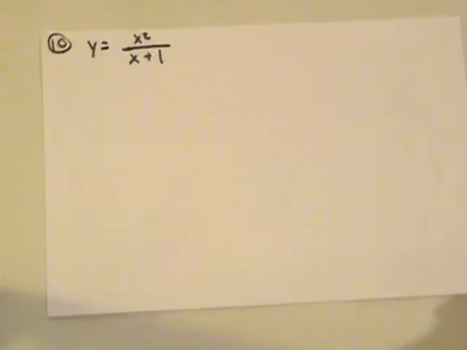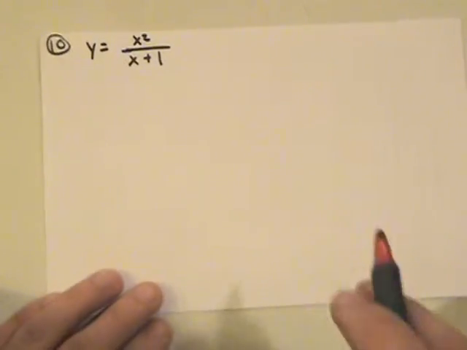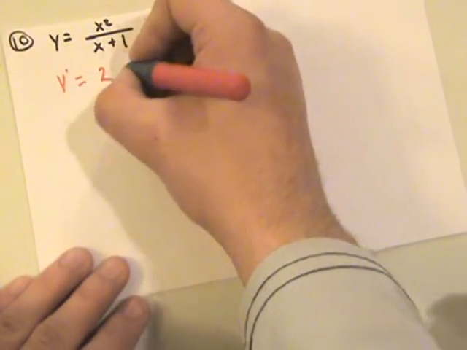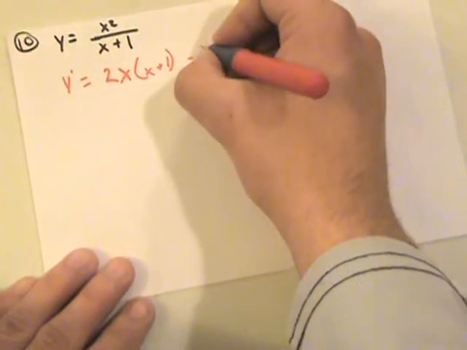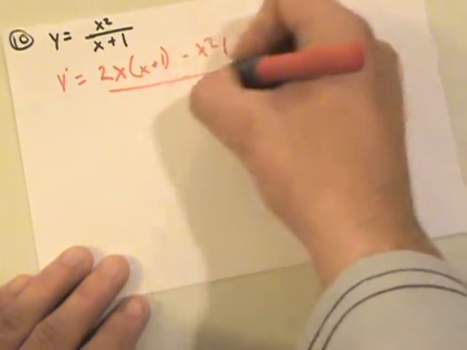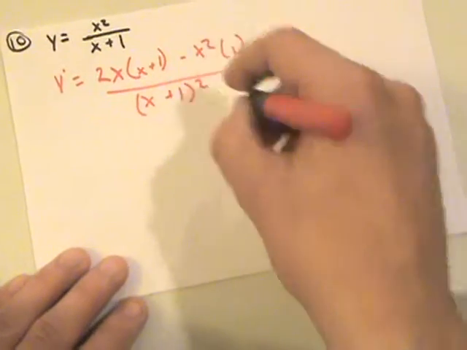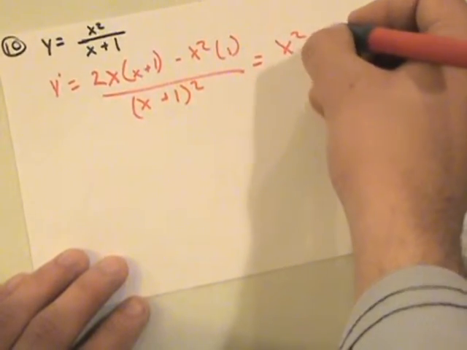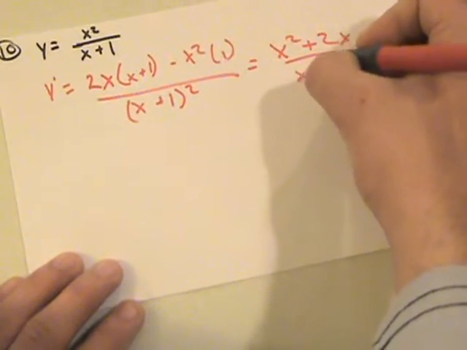Again, they're just asking us to find on which intervals it is increasing and decreasing. So first we must determine the derivative. What we're doing, we've got to do the quotient rule. And now we can simplify, and we get x squared plus 2x over (x plus 1) squared.